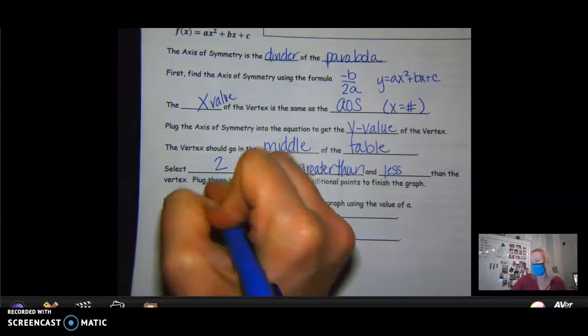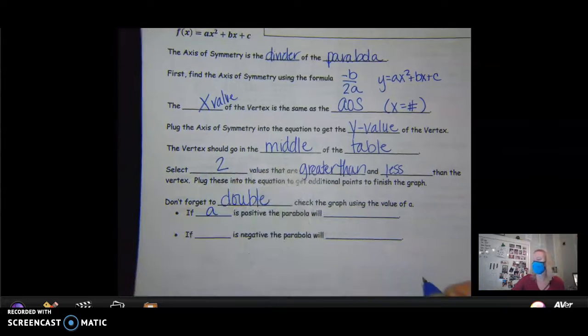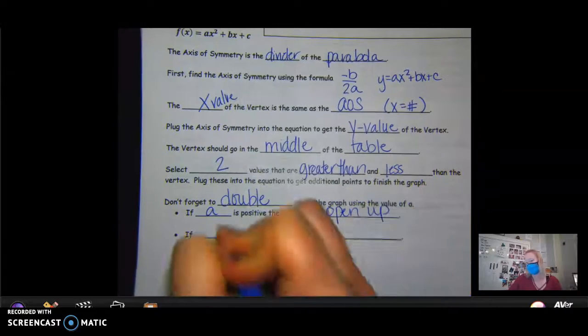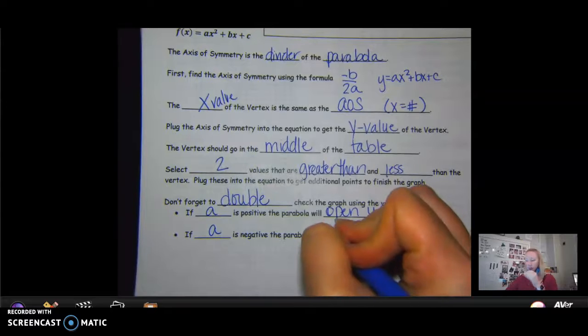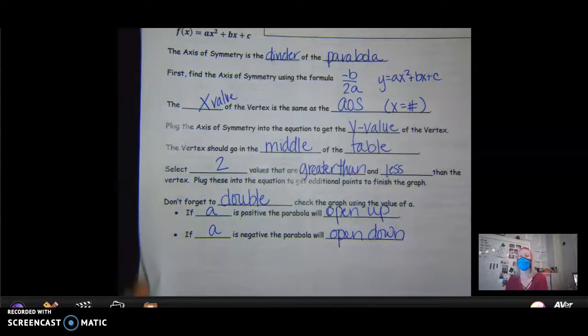Don't forget to double check the graph using the value of a. If a is positive, the parabola, remember, if a is positive, the parabola opens which way? Up or down if it's positive? Up. Will open up. If a is negative, the parabola will open down. Okay. Questions?